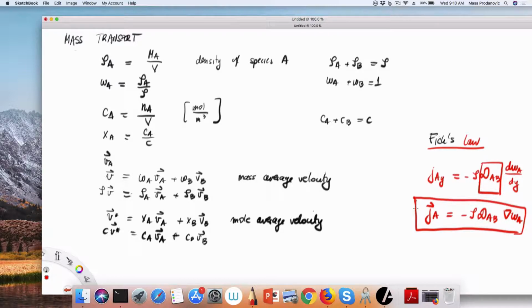Now this is when there is no general movement of the phase, or I'm just looking at this movement relative to the entire phase. So my J_A is defined relative to the movement, so it's rho_A (v_A minus v), okay? So this is my velocity of the entire phase.